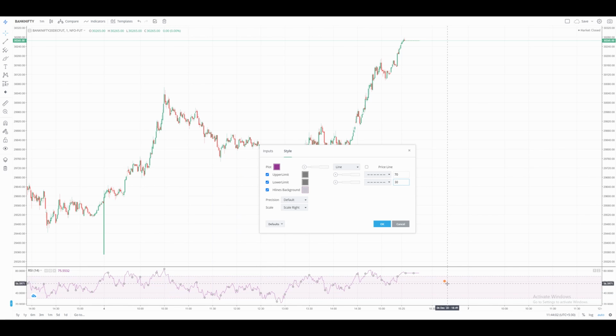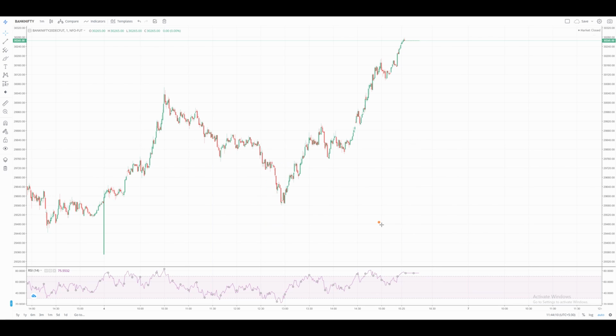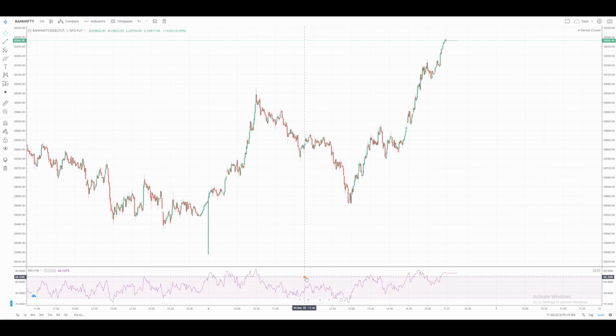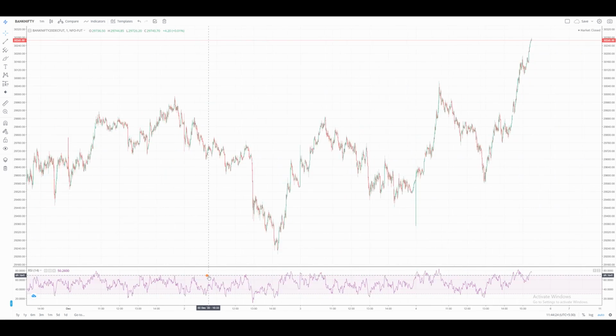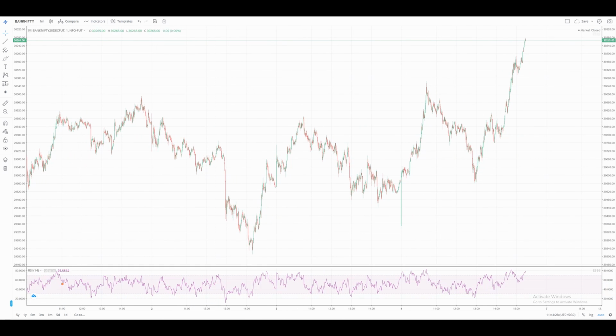If you see this coloring part, that is the 70 region and the 30 region. So if it is not the default, make it 70 and 30, and that's about the settings here. So now let's see how we can use this. Just observe the RSI window here and see if you can see a pattern in the movement of the RSI.